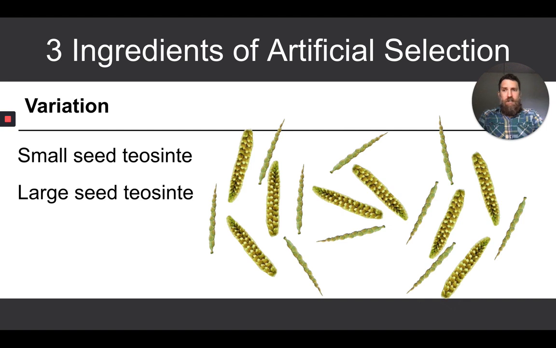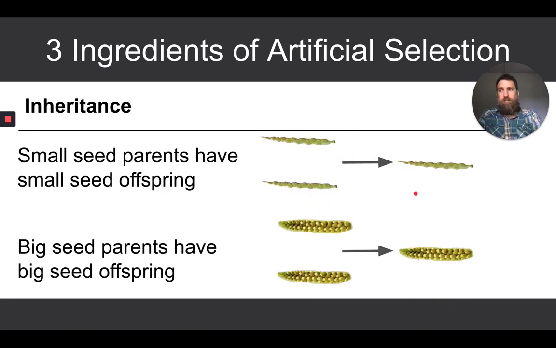And so in our population, we've got some natural variation in the size of the seed that's produced by the grass. Some produce small seeds. Some produce large seeds. Also, in this population, we know that this trait is heritable. There's inheritance. Small seed parents give rise to small seed offspring. Large seed parents have large seed offspring.